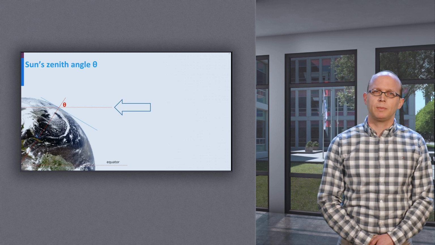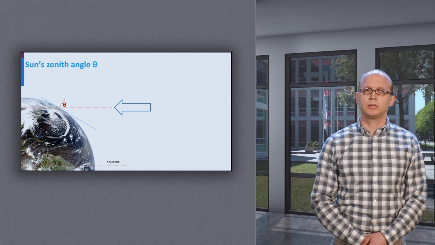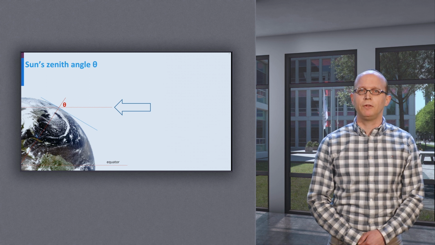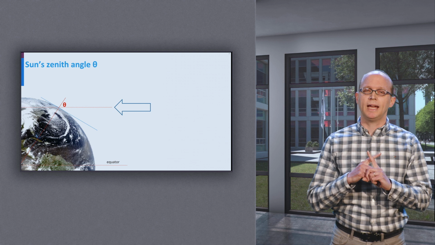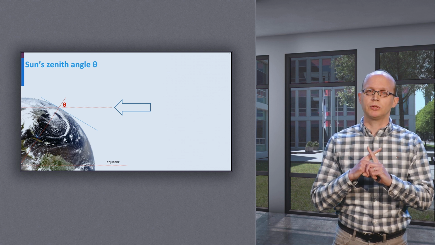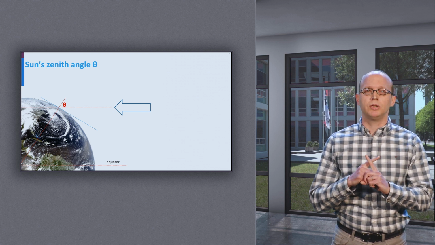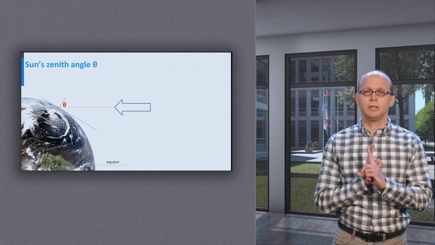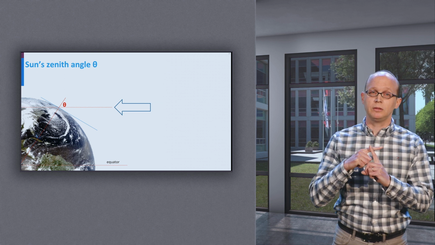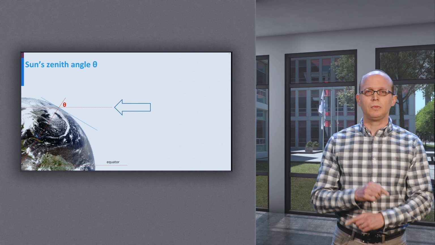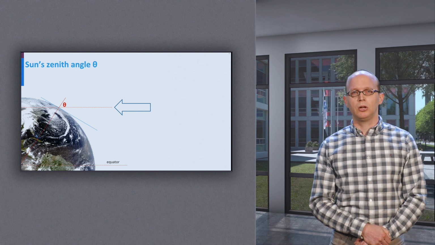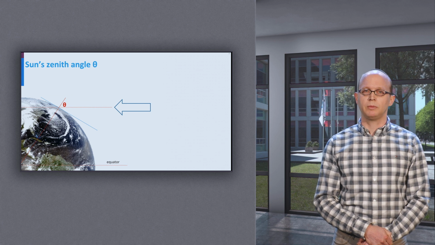There is one final aspect that we must account for, and this is the sun's zenith angle. If you point one finger straight up and another finger towards the sun, then the angle between these two directions is called the sun's zenith angle. When the sun is directly overhead, this angle is 0, and when the sun is on the horizon, during sunrise or sunset, this angle is 90 degrees. The average zenith angle is lower near the equator and larger near the poles.